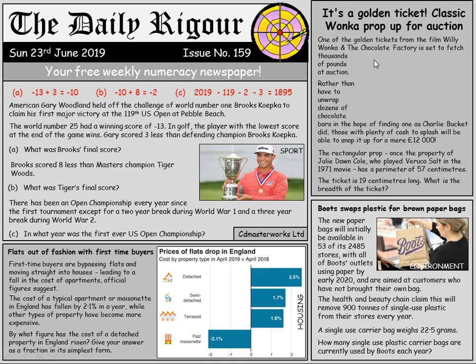So the perimeter is the total distance around the outside. If 2 of those sides are 19, we can double 19 first of all to get 38. We can then take that away from the perimeter and that comes to 19, and this 19 is the other 2 sides added together. So to work out the breadth of the golden ticket, we just divide 19 by 2 to get 9.5 centimetres.